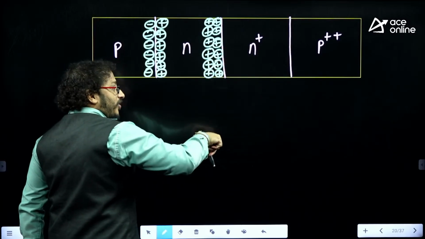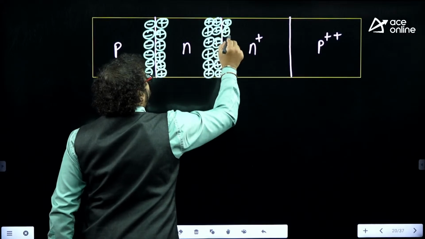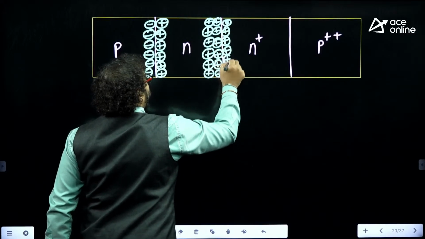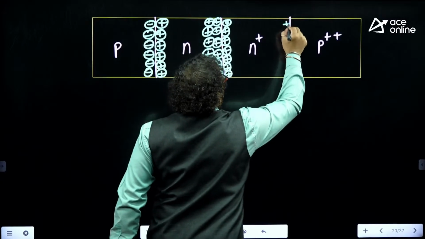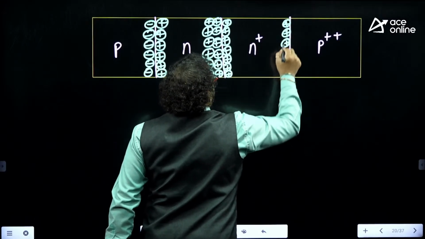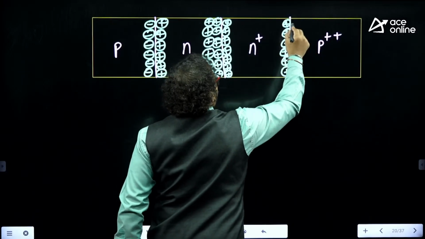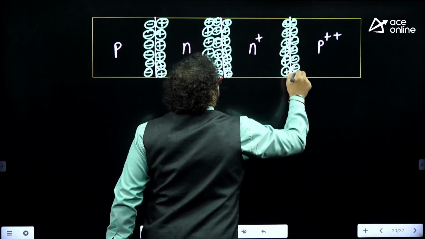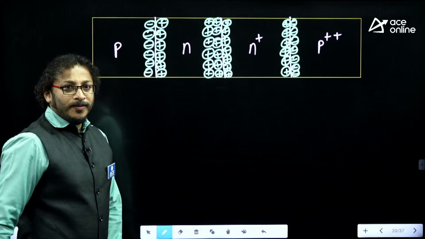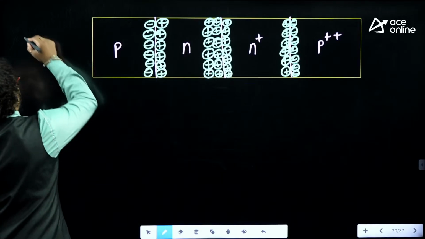This is also N-type, but take care, it is N plus, which indicates doping is very, very high. If doping is very high, depletion width will be very low. This is interesting: doping is high, depletion width is low. Whereas this one is P plus plus, extreme heavy doping. With extreme heavy doping, depletion width will be very low. Now, please let me know at equilibrium.